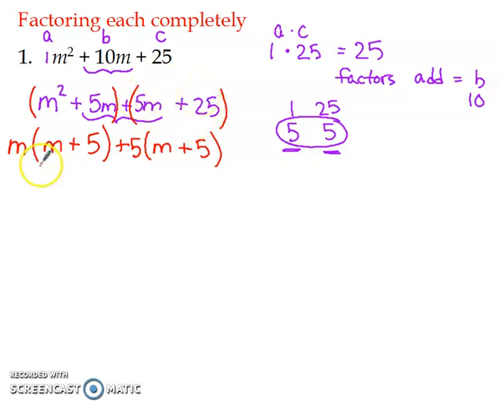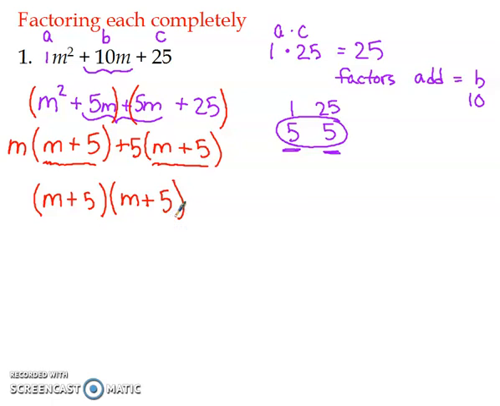Now, notice since this binomial and this binomial are identical, we can regroup and say we have m, so this m, and 5, both of which are multiplying an m plus 5. And we've finished our factoring.